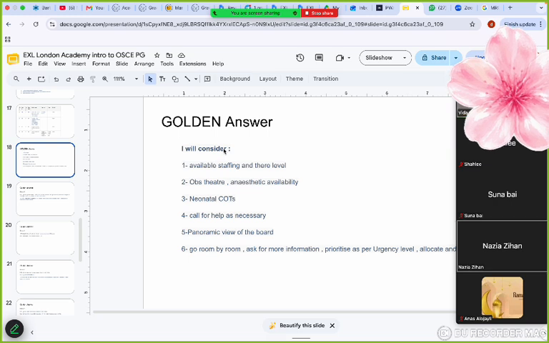Do not say I will ensure the availability of cots. No. Say first I will consider this thing. Not 10, 1 I will consider, okay? Available staff, operation theater, cots availability, anesthetic team availability, and so on. This 4 points or 5 points. That's it.